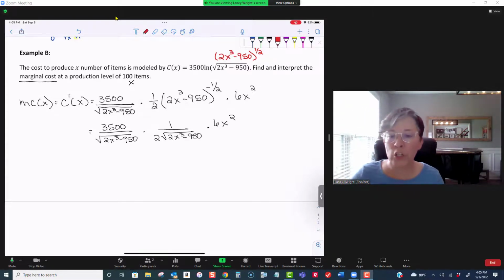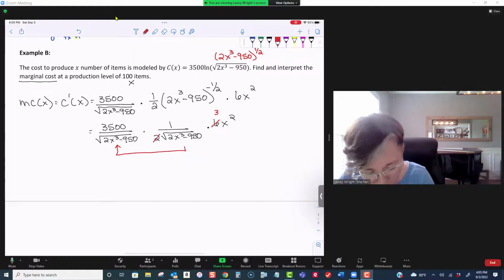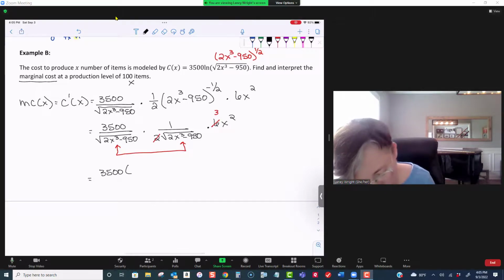So notice here I just wrote the negative 1/2 as a square root down in the denominator. 1/2 means square root, negative exponent means reciprocal. I can reduce, the 2 goes into the 6 3 times. And also note, when you multiply a square root by itself, you just get the radicand, the part underneath. So we get 3,500 times 3x squared on the top, 2x cubed minus 950 on the bottom.